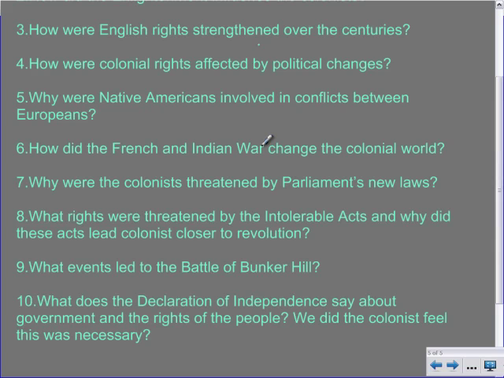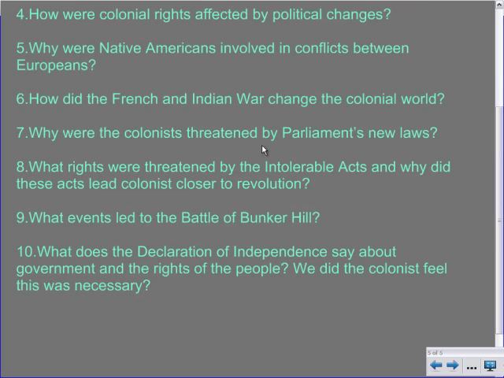Not only the boundaries and the land that's changed hands, but the things that happen after the war. Setting up the Proclamation of 1763, needing to pay back all of the money. That leads to a lot of change.